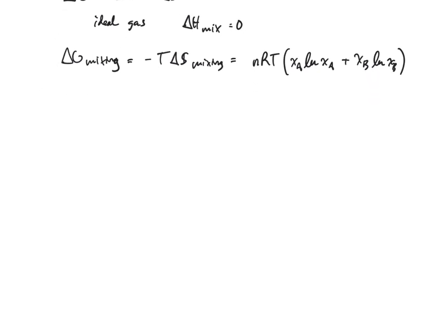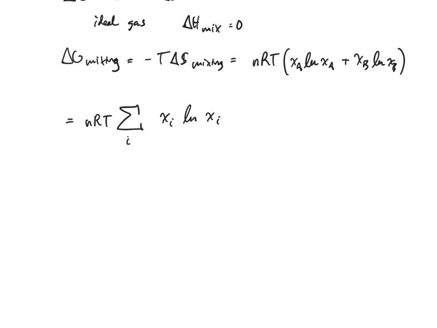And if we were to try this out with more than just two types of particles, then we could say that the delta G of mixing would equal nRT times a great big summation over all the species in the system, the mole fraction of that species times the log of that mole fraction.